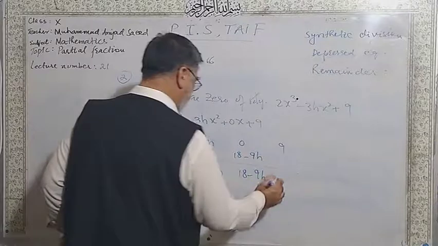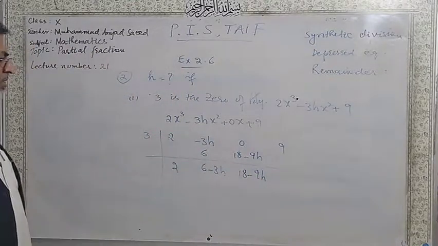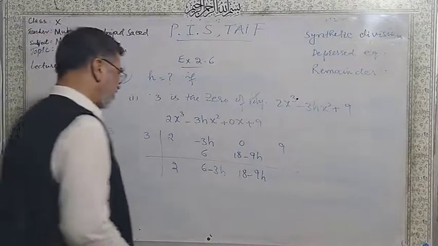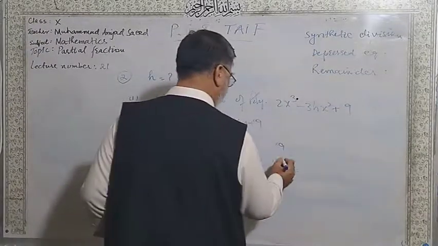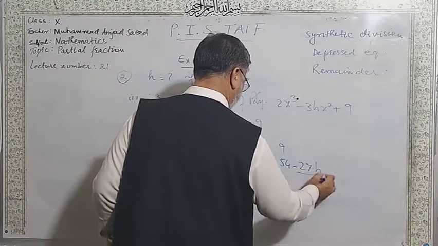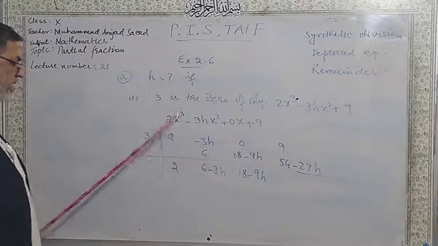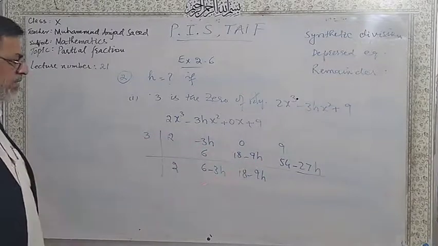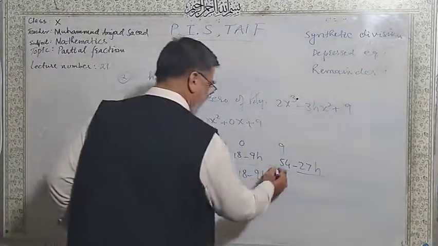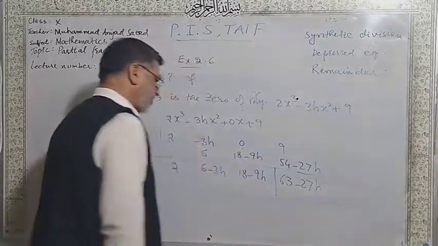18 minus 9h. Again 3 into 18, what will be? 54 minus 27h. Here is 63 minus 27h.